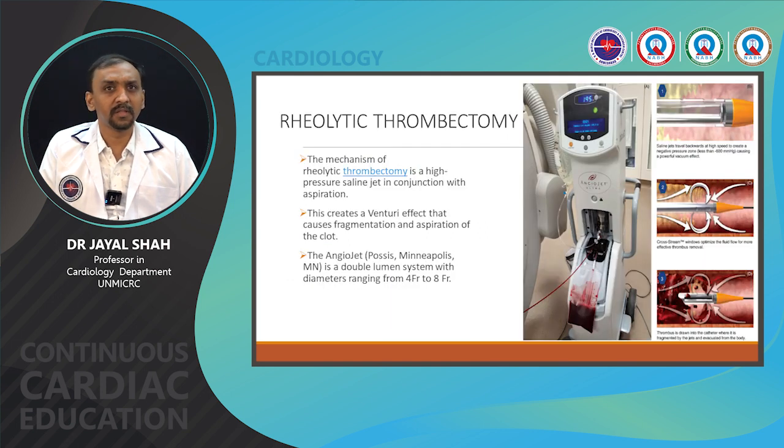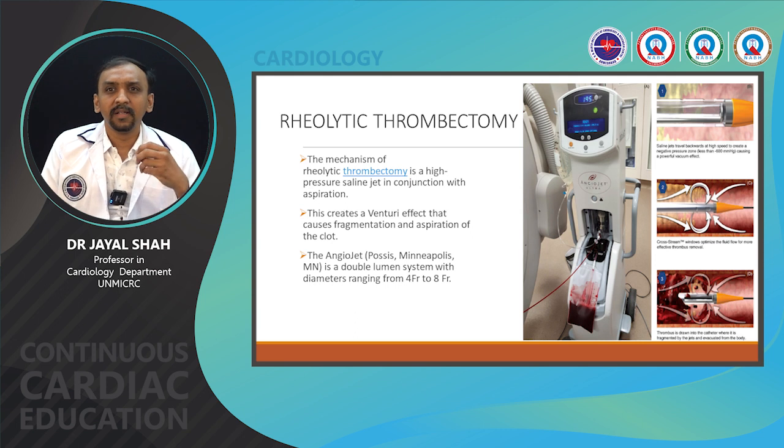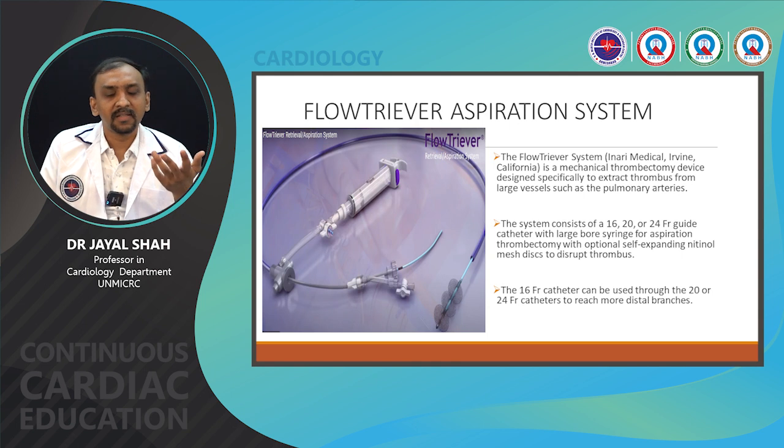Another emerging system is a rheolytic thrombectomy, AngioJet. The mechanism of this AngioJet is a high pressure saline jet in conjunction with aspiration. So this creates a Venturi effect. What happens is that the saline jet travels backwards at high speed to create a negative pressure, creating a powerful vacuum or Venturi effect, and the cross stream window optimizes the fluid flow for more effective thrombus removal, and thrombus is drawn into the catheter where it is fragmented by the jets and evacuated from the body. So it is a double lumen system with diameters ranging from 4 French to 8 French, and different trials and studies have been neutral as far as AngioJet is concerned.